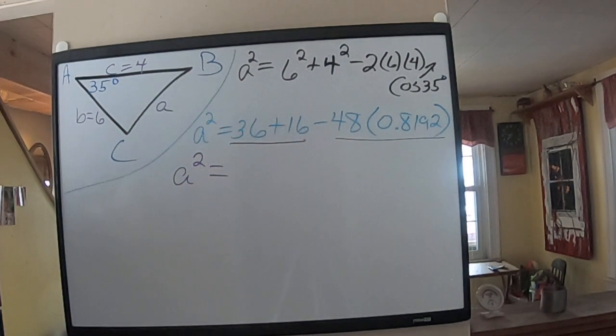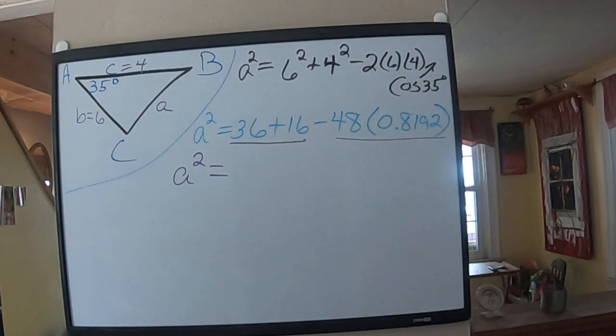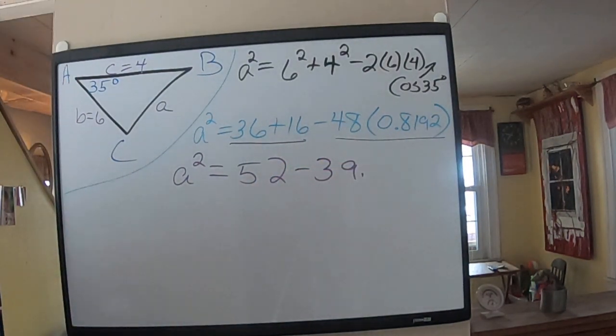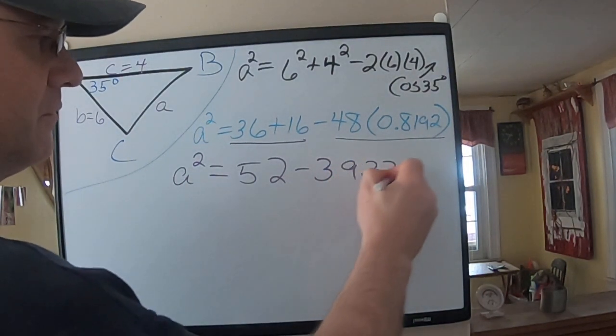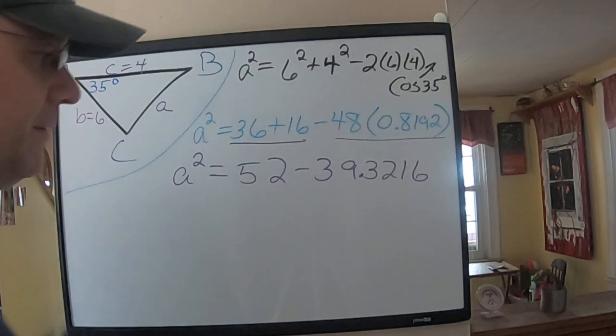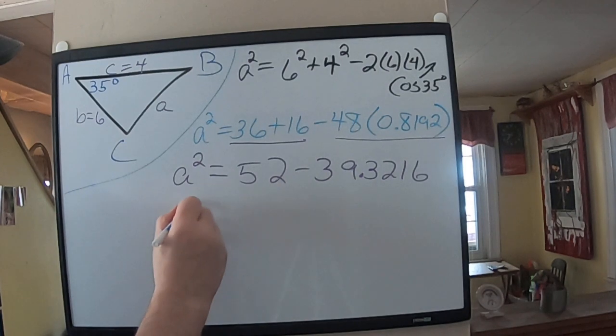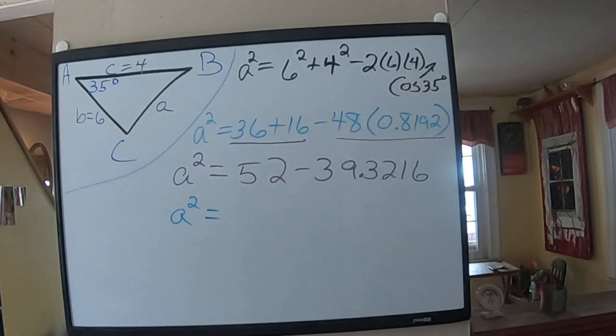a squared equals. Now when I add those two, I get 52. Minus 39.3216. So there's my decimal point. When I add these together, or subtract them really, I get 12.6784.